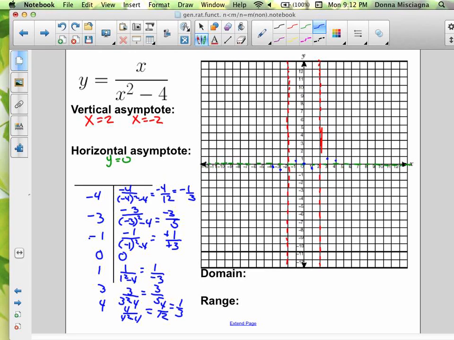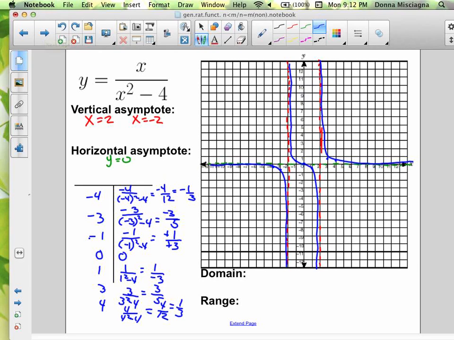So to the left will not cross the horizontal, will not cross the vertical. Looks like that. To the right, basically a mirror image, will not cross the vertical, will not cross the horizontal. Looks like that. It's in the middle that we're a little bit different. In the middle, we cannot cross that vertical asymptote. We will cross the horizontal asymptote one time, and then we will not cross the vertical asymptote.